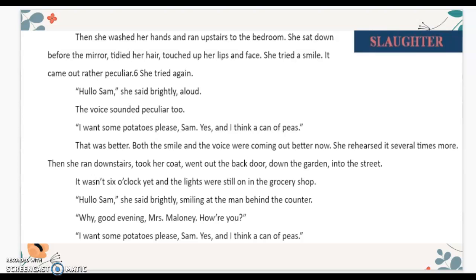Let's pause here. Mary is acting weird here. She is rehearsing in front of a mirror before going to the grocery store. The repeated dialogue here tells me that her speech with Sam the grocer is going to be very important. So she repeats, "I want some potatoes, please, Sam. Yes, I think a can of peas," as well as "Hello, Sam," here and here.